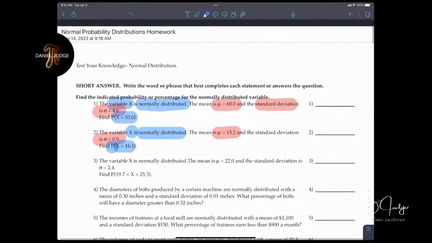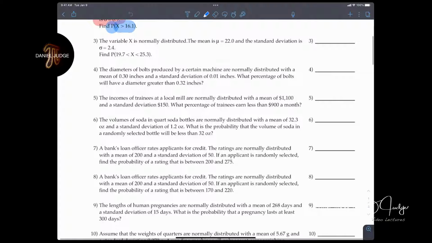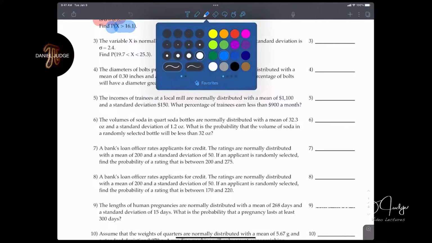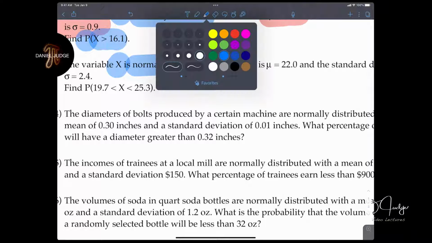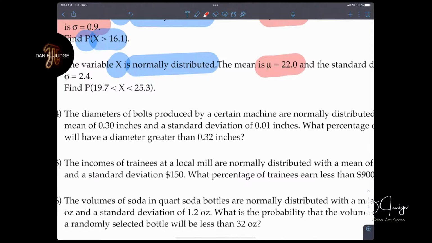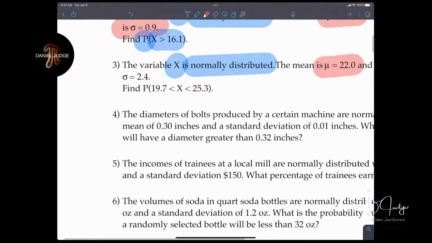Question number 3. The random variable x is normally distributed. Again, they changed the mean. The mean here is 22. Standard deviation is 2.4. Now here's an example of the between situation. They're asking for a probability between 19.7 and 25.3.